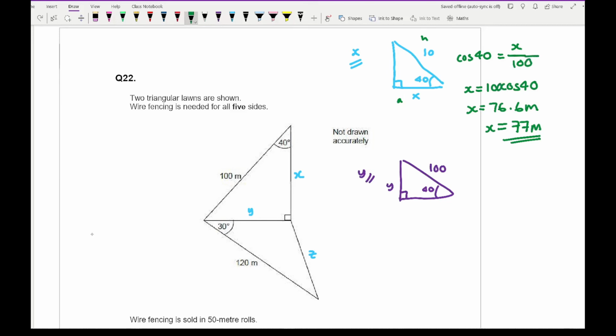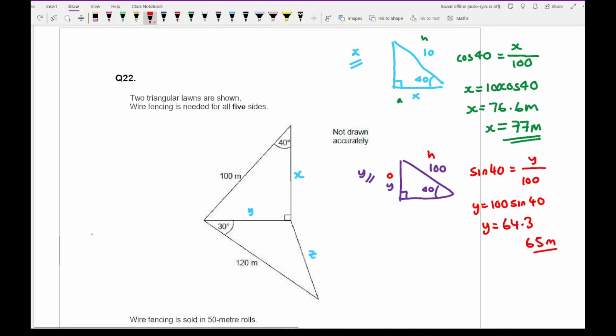Okay, so from this, this is going to be my opposite. That's my h. So this time I'm using sine. So sine 40 equals y over 100. So y equals 100 sine 40. And typing that into my calculator, I get y equals 64.3, which we could round up to 65 meters.